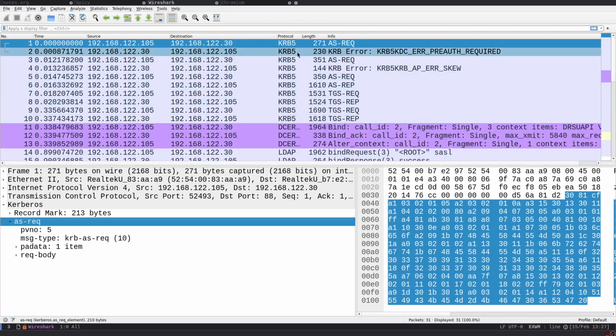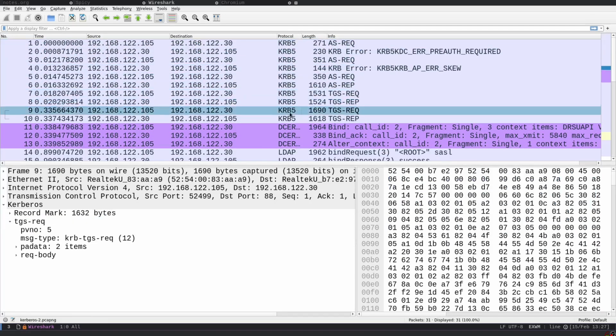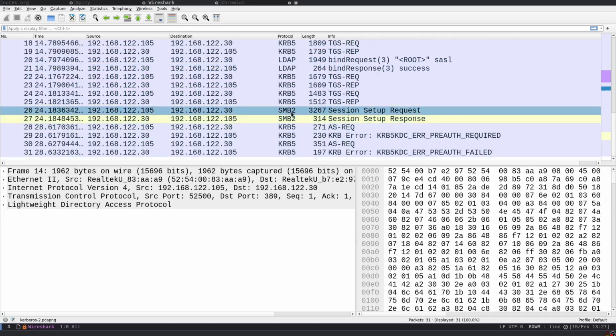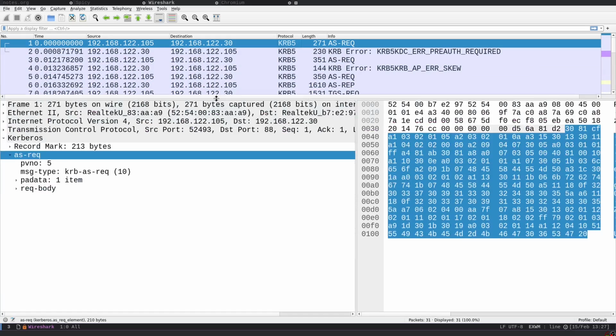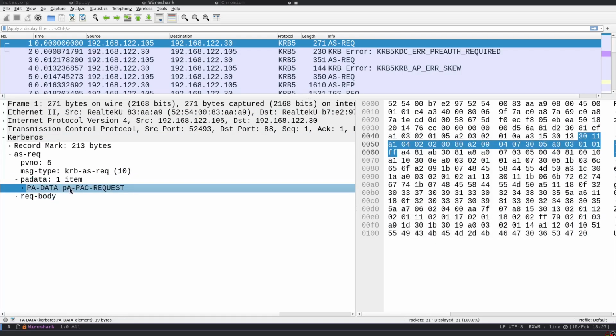As we can see here, we have a bunch of KRB5 messages. So these are Kerberos 5. Then here I have DCE/RPC, the Distributed Computing Environment Remote Procedure Call, and then here I have LDAP, and also SMB2. As we can see, it starts with an AS-REQ. This is the first request that the client makes to the KDC. In the PA-DATA, which is the pre-authentication data, we only see the PA-PAC-REQUEST.